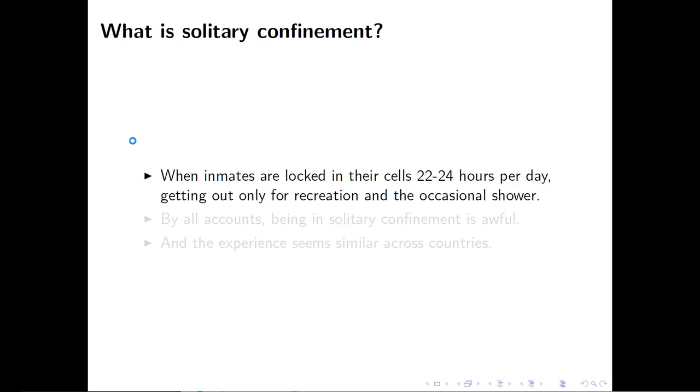So the basic idea is that when inmates are locked in their cells between 22 and 24 hours per day, getting out only for recreation and the occasional shower. So maybe a shower 2 or maybe on the upside 3 times a week if you're lucky. A very brief, still solitary spell outside where you're often confined to a relatively small space, but it's just moved outside instead of inside.